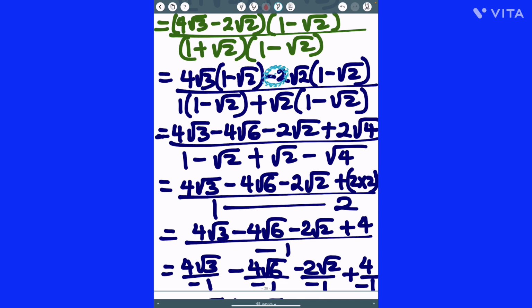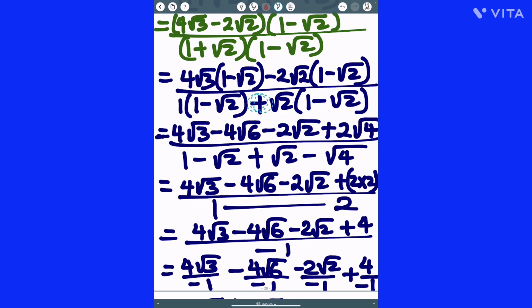Listen to how I did that. Minus 2 here times the 1 behind the root 2 here will give me plus 2. Minus 2 times minus 1 is plus 2. Then root 2 times root 2 will give me root 4. On the denominator side, I'll do the same thing. 1 times 1 minus root 2, then plus root 2 here times 1 minus root 2. So 1 times 1, 1. 1 times minus root 2, minus root 2. Root 2 times 1, root 2. Root 2 times minus root 2.